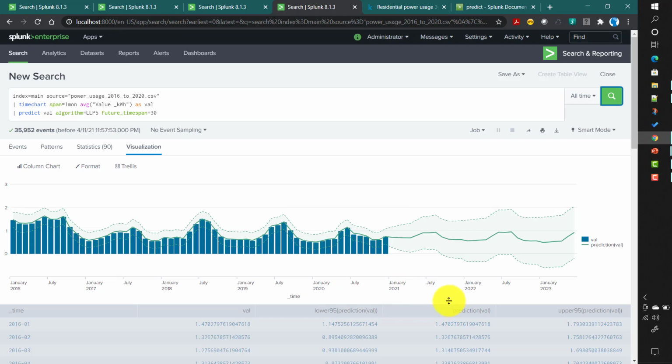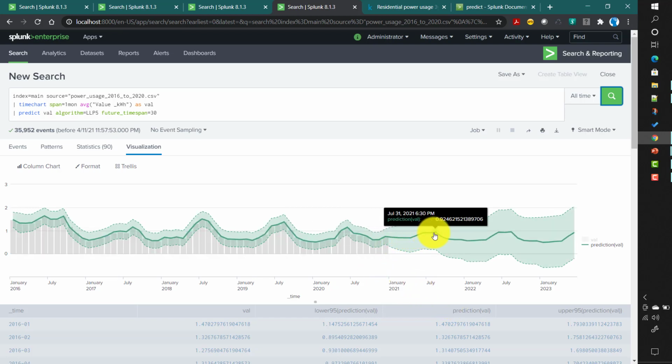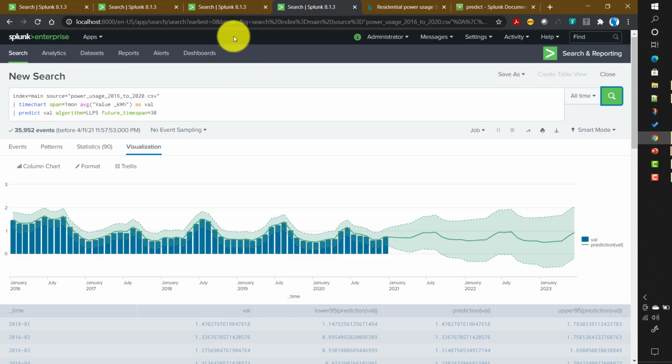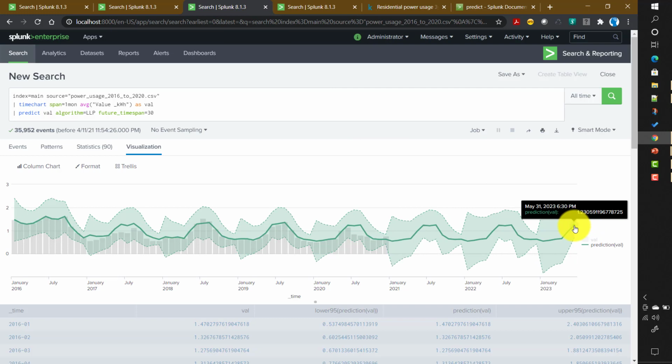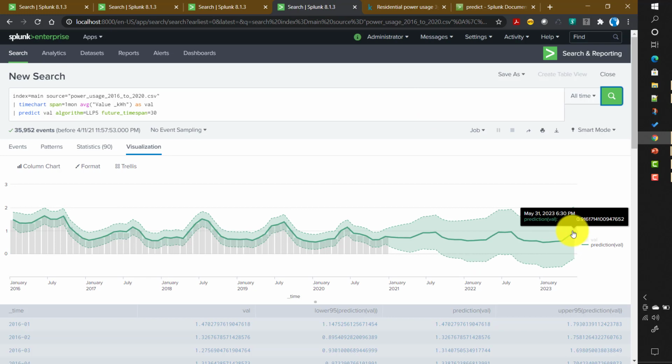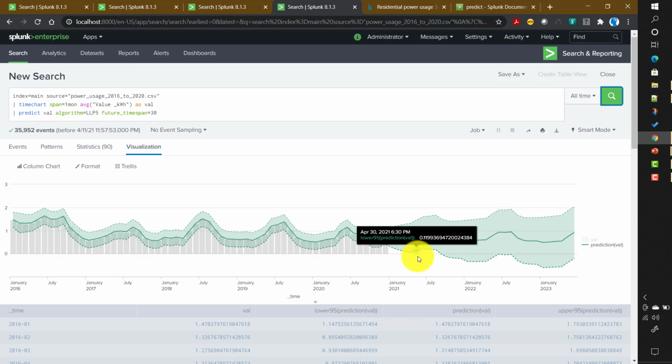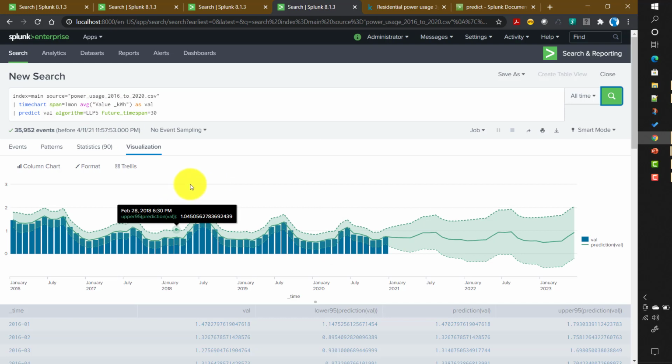Now if you see, it is also considering the seasonality factor and also calculating the trend value. And you can see the trend value is on the minimum side, the future values are actually on the minimum side as well, compared to the previous one where it was predicting almost 1.2 for May 31st. Here it is calculating around 0.9 for May 31st. So this could be the better algorithm for this particular data set, the LLP5, which takes into consideration both the trend as well as the seasonality.